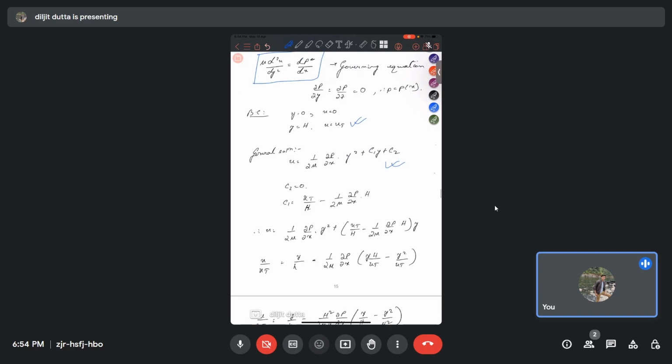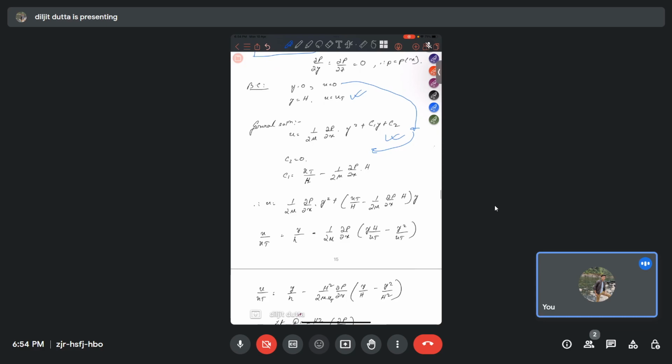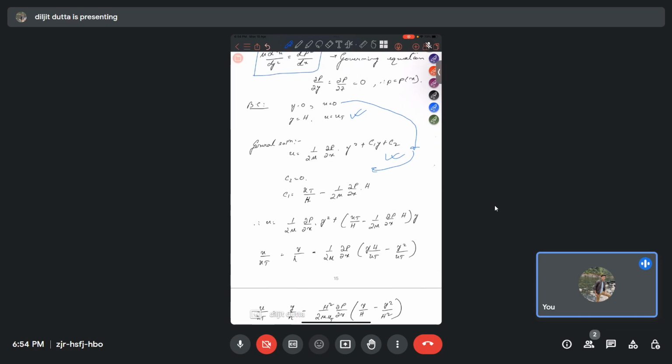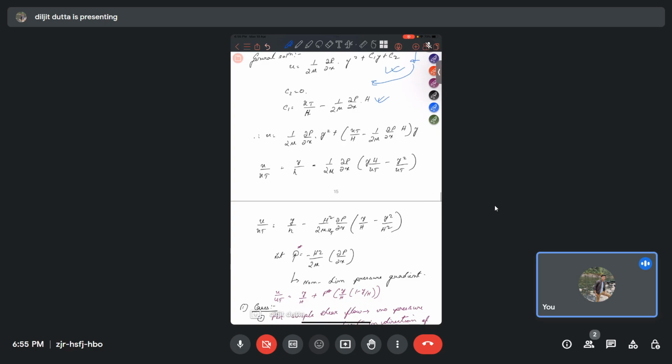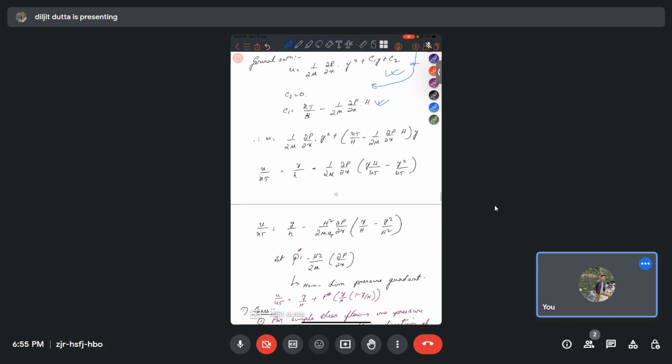Now if you substitute the first boundary condition, you will get c2 is equal to 0. After substituting that, we will substitute the second boundary condition at y equal to h. We will get c1 = Ut/h − (1/(2μ)) (∂p/∂x) h. Now we substitute c1 and c2 in the main equation, and finally by rearranging the terms we will get this equation.